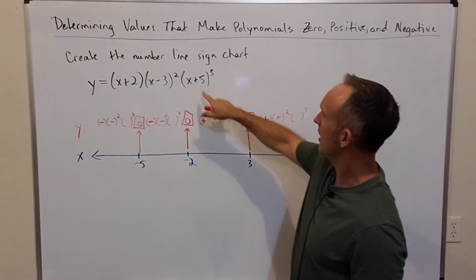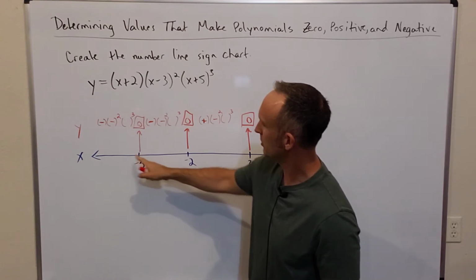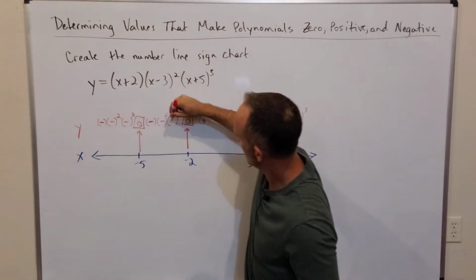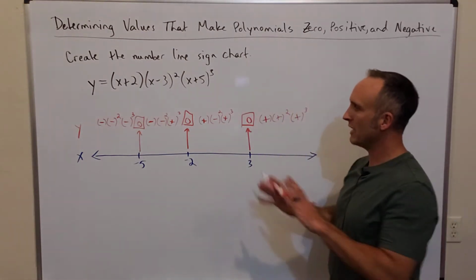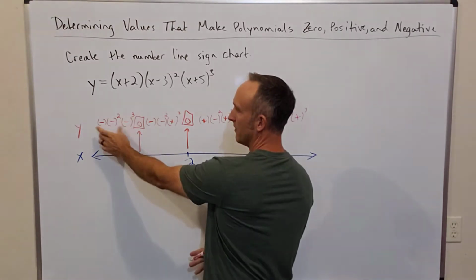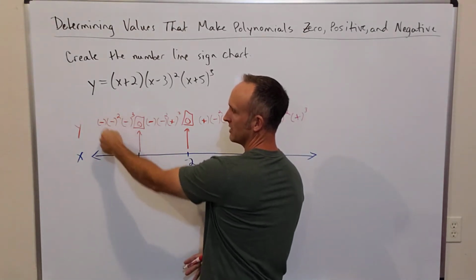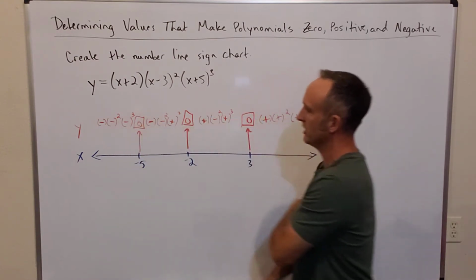All right, let's look at x plus 5. The critical value is negative 5. If I plug in numbers to the left, it's negative. If I plug in numbers to the right, it's positive. So now we have to go through and determine if this product, this multiplication, yields a positive number or a negative number, and do that for all the intervals.